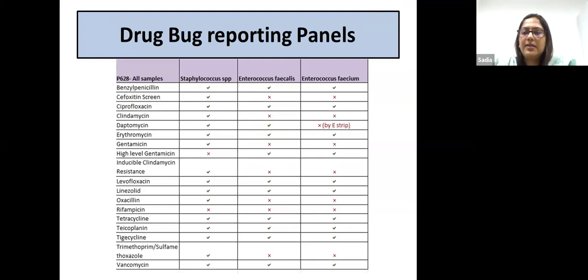So we have to understand that there is a drug-bug reporting panel which is available for many of these samples. Even Vitek has different panels.